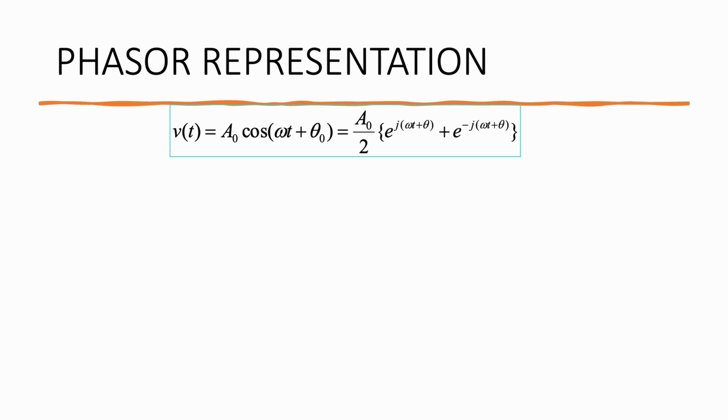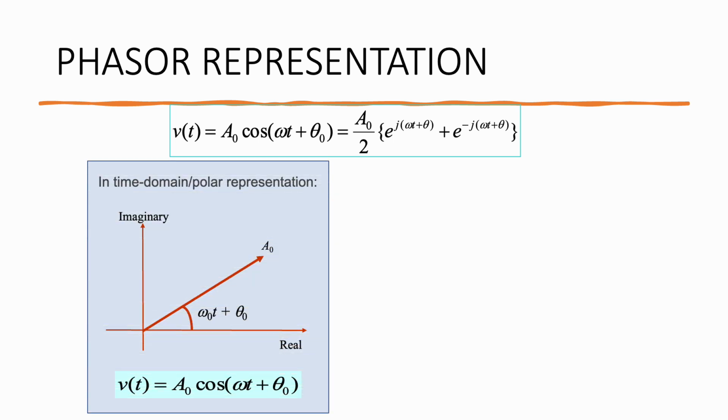So phasor representation can also apply for the complex exponential. So for the complex exponential, for example, this is the polar representation or time domain, also known as trigonometry.